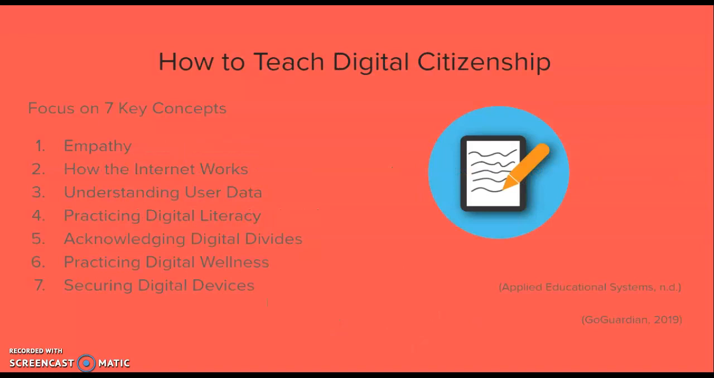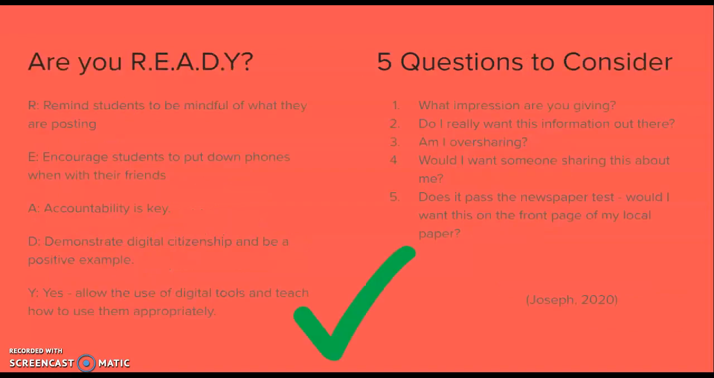We need to focus on 7 key concepts as noted by Applied Educational Systems and GoGuardian. We need to focus on empathy, how the internet works, understanding user data, practicing digital literacy, acknowledging digital divides, practicing digital wellness, and securing digital devices. Are you ready? And 5 things to consider from Joseph, 2020.